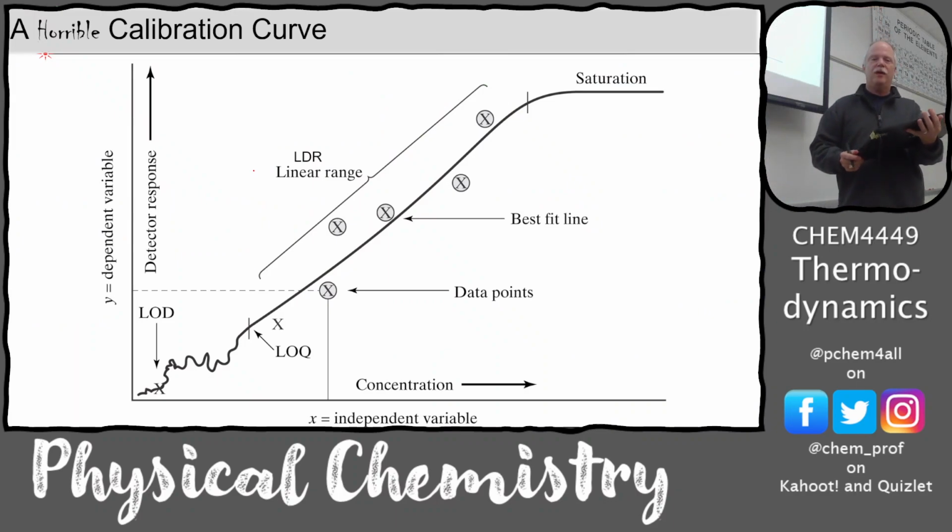So this is a horrible calibration curve. It's in the book, but anyway, they put it in the book to show all the problems. The data, what's horrible about it? I won't say much about it. What do you see with the data points?